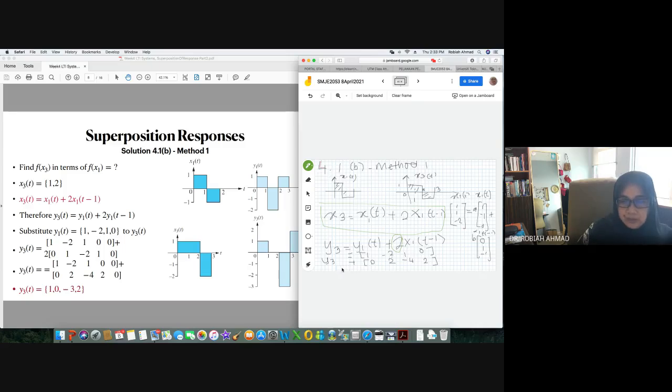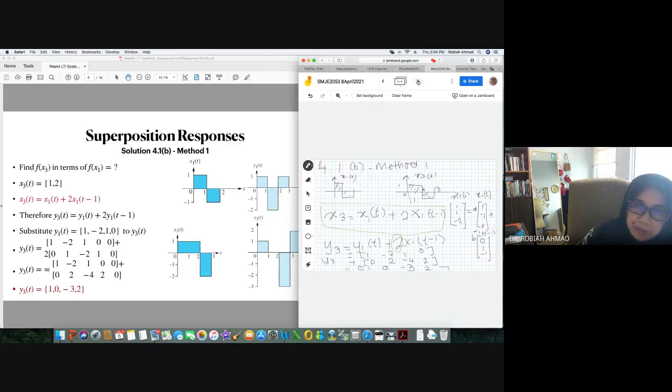Okay. So when we add all this, we get this one, 1 0 minus 3 2. 1 plus zero gives 1, minus 2 plus 2 is 0, and then 1 plus minus 4 is minus 3, okay, correct. And then 0 plus 2 is 2. 1 0 minus 3 2.